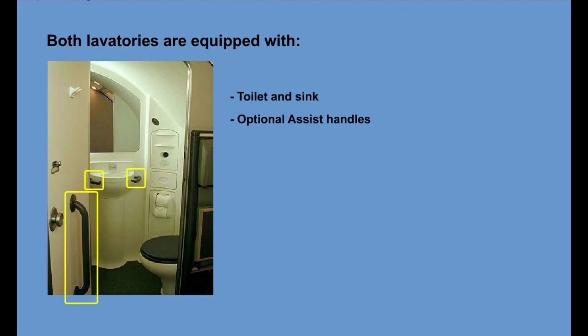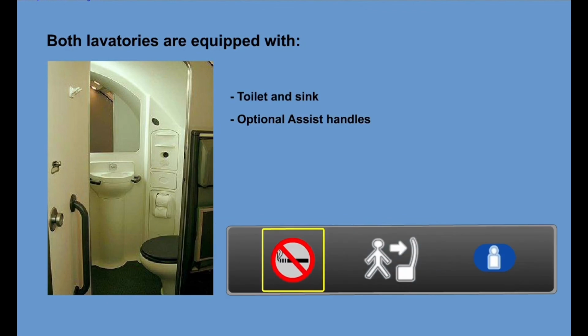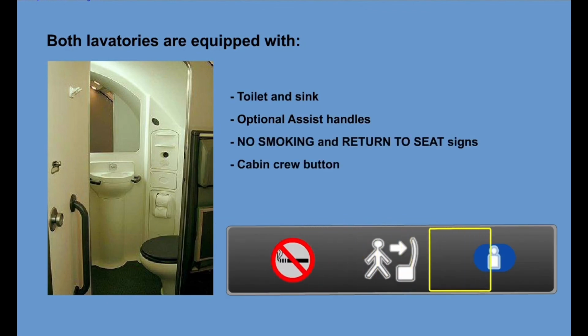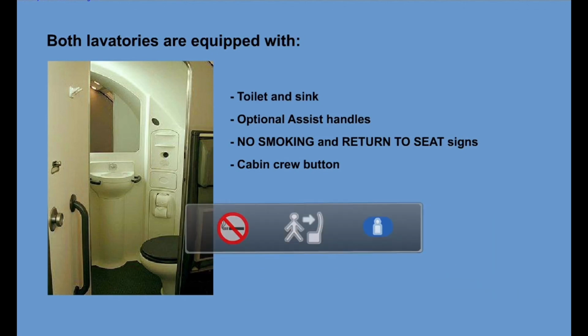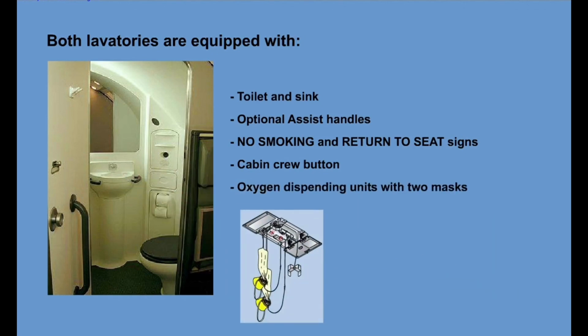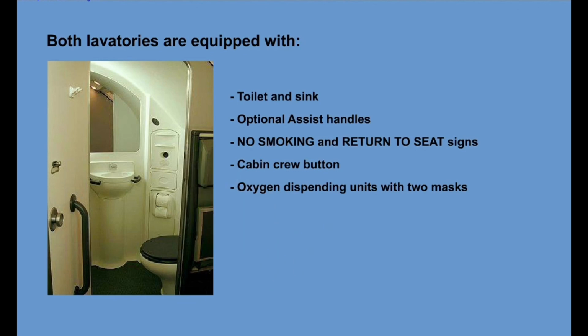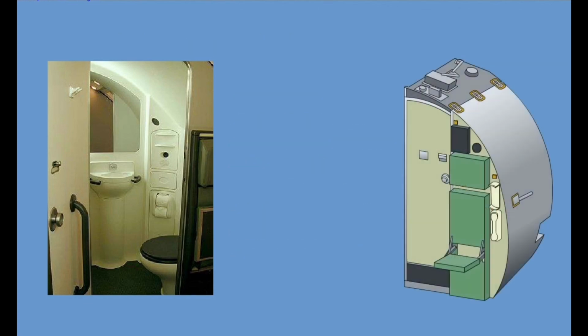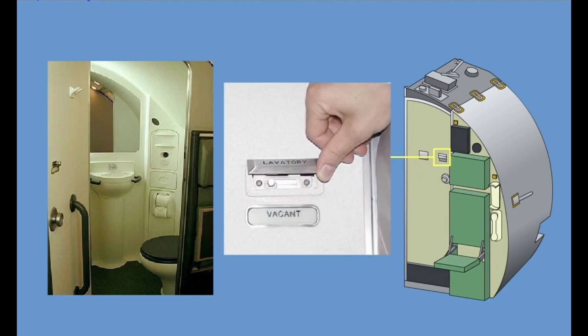Optional assist handles, no smoking and return to seat signs, a cabin crew button, oxygen dispensing units with 2 masks, a waste compartment with an integrated fire extinguisher, and a smoke detector. A baby changing table can be found in the rear lavatory. The lavatory doors are designed to prevent anyone from becoming trapped inside the lavatory. The door can be unlocked from either side.